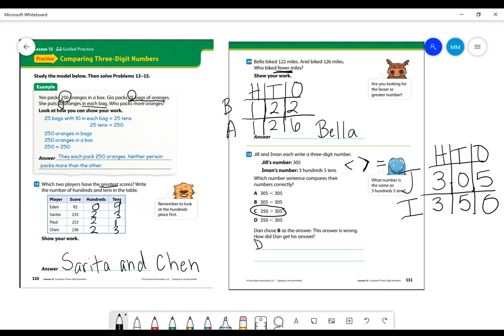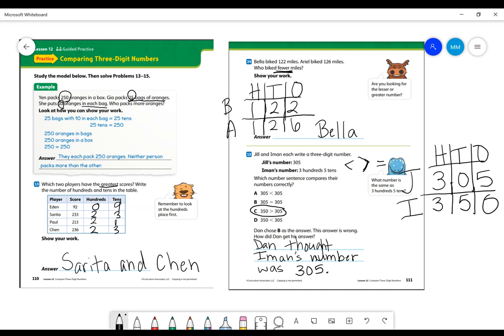So Dan thought Iman's number was 305. So what might have happened was that Dan thought that it was 300s and 5 ones. He didn't look at it closely. It's always important that we check our work and check how we solved a problem.